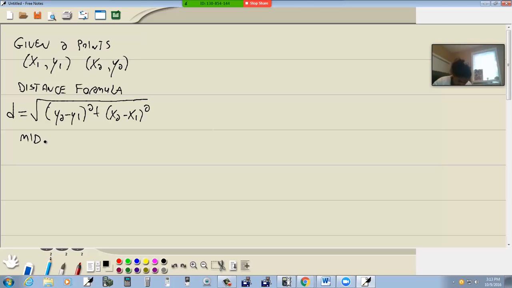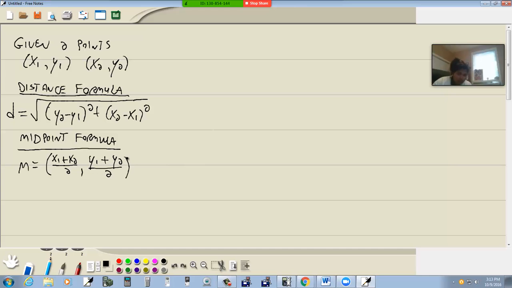Now we also have the midpoint formula. And the midpoint formula says M is equal to (x1 plus x2) divided by 2, and (y1 plus y2) divided by 2.